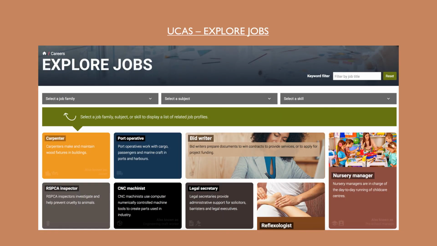You can also search UCAS Explore Jobs. So on ucas.com you can browse their job section and you can discover many different kinds of careers there, what they entail, what's required skill-wise for that career, and it also includes what grades and degrees you might need to be a part of that field of work.